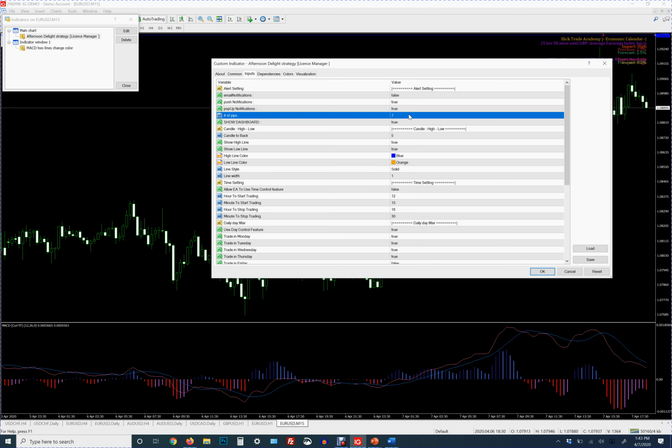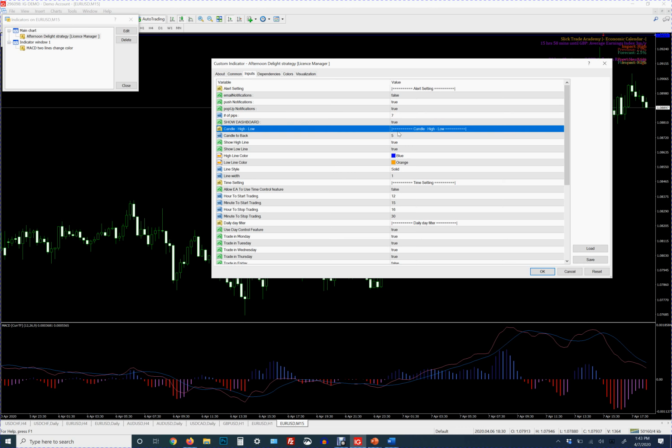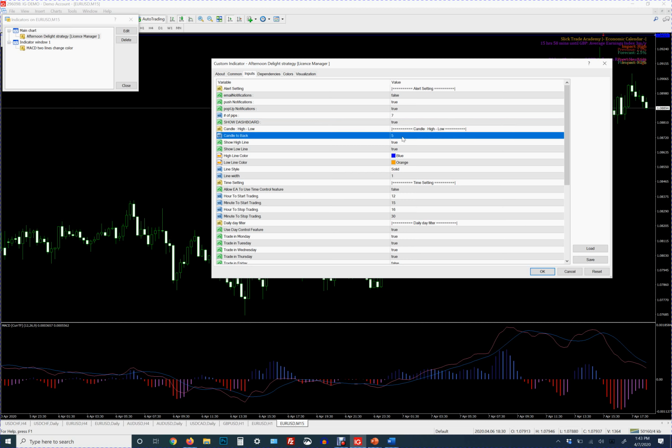Now the other thing is the support and resistance. We have this other feature in here called candle high low, and that is candle to back, so it goes back X number of candles. If the user wants to use that feature, it's going to go back 5 candles, and if the MACD crosses to the upside, it's going to grab the low of the 5 previous candles. In other words, it's going to grab a support in that sense.